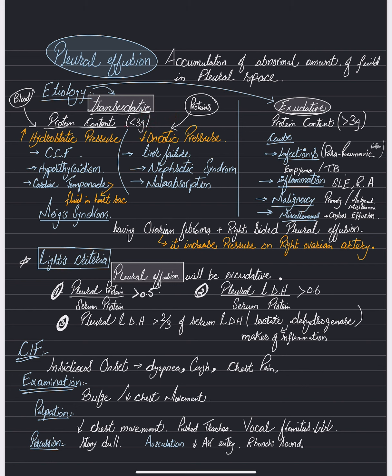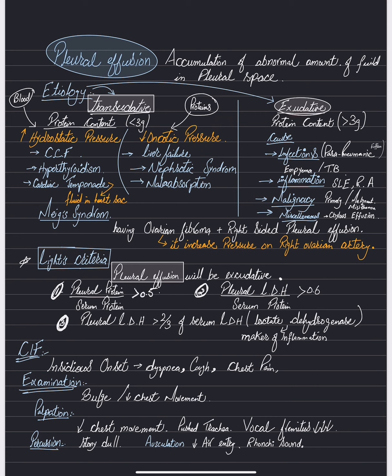So hydrostatic pressure is due to a high level of blood pressure, and it can be caused by congestive cardiac failure, hyperthyroidism, and cardiac tamponade, which is fluid in the heart sac, the pericardium. And the other one we can see here, oncotic pressure, is due to protein imbalances. This can be caused by liver failure, nephrotic syndrome, and malabsorption.